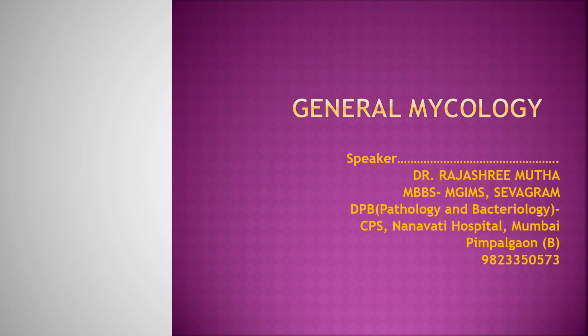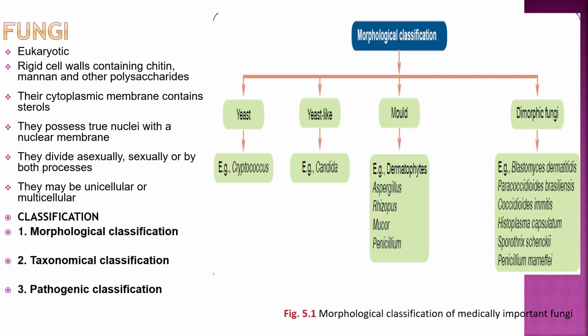Let's study general mycology. Fungi are eukaryotic. They have rigid cell walls containing chitin, mannan and other polysaccharides. Their cytoplasmic membrane contains sterols. They possess two nuclei with nuclear membrane. They divide asexually, sexually or by both, and may be unicellular or multicellular.